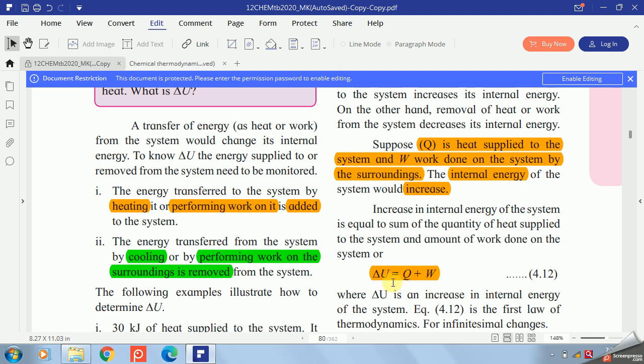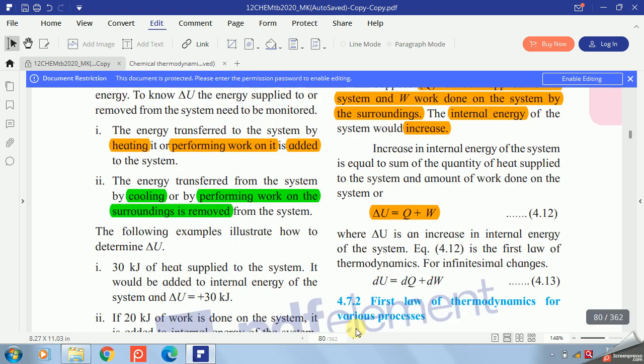Here internal energy increases because we supply heat to that system and work is done on that system. So delta U increases. So what is the mathematical form of internal energy? Delta U is equal to Q plus W. If the change in internal energy is very, very small, that is infinitesimally small, then instead of the delta symbol, we use D. D means very, very small. So dU is equal to dQ plus dW. Okay, so this is the mathematical form.